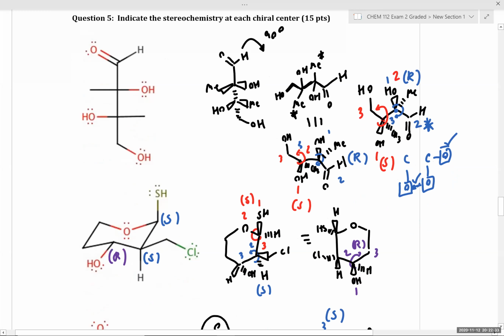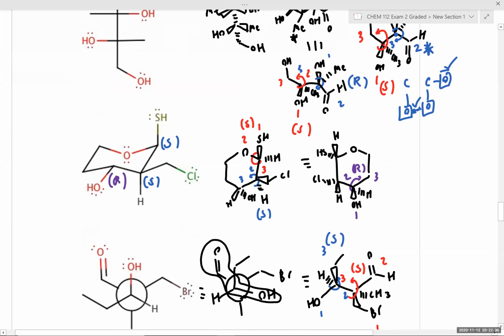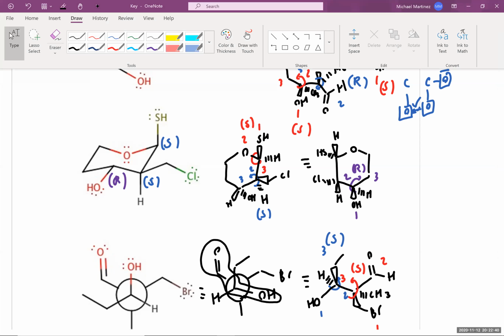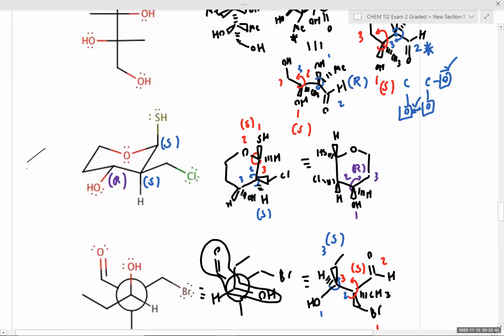Okay, let's keep going now. This time we have to convert a chair conformation into dash wedge notation. So let's do just that.